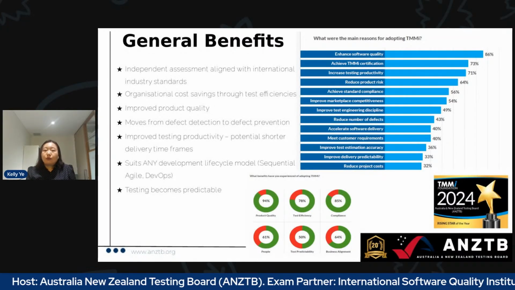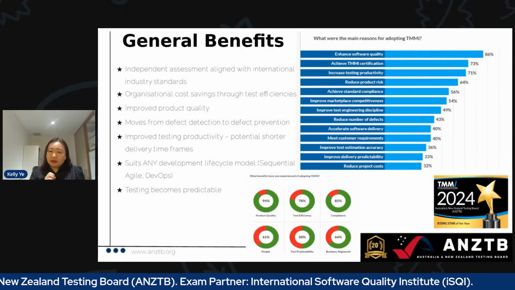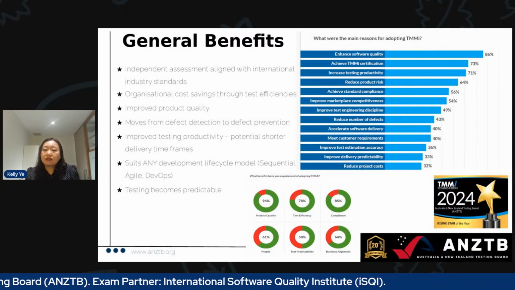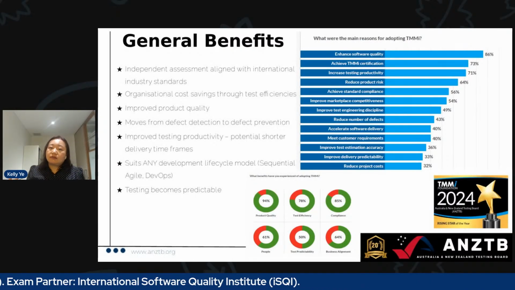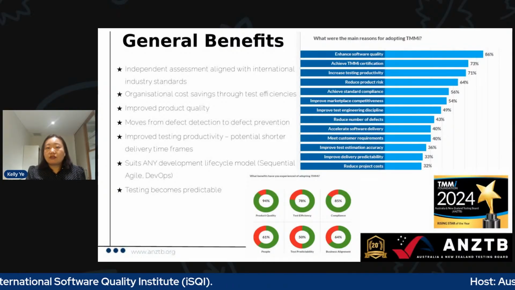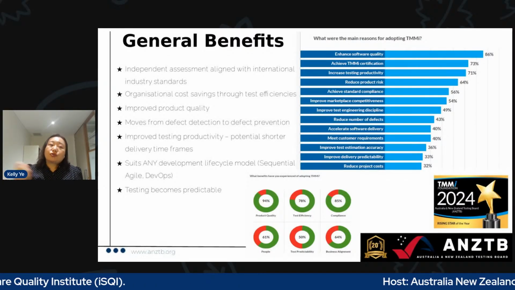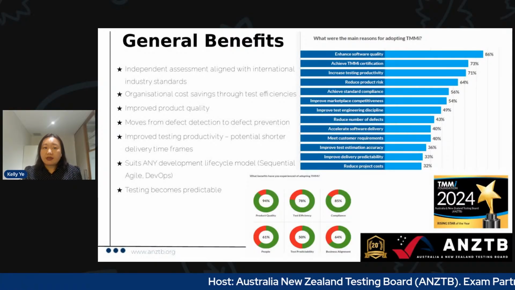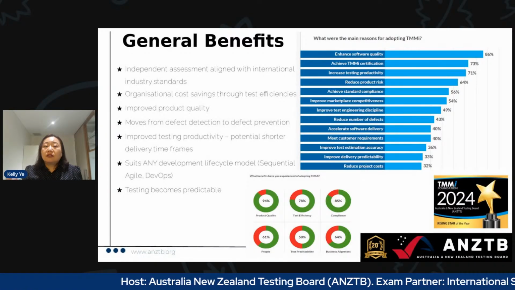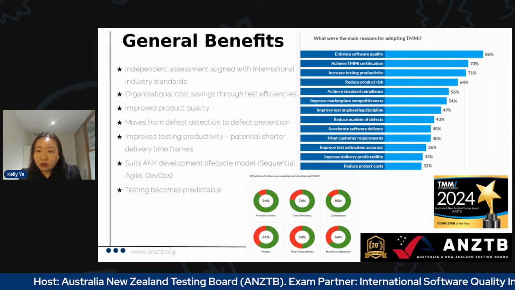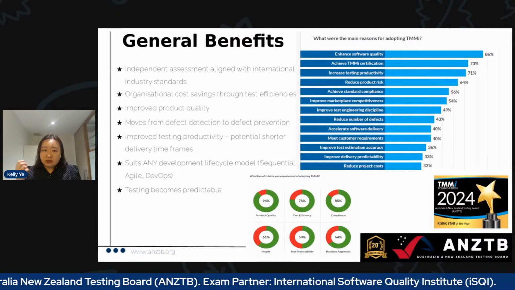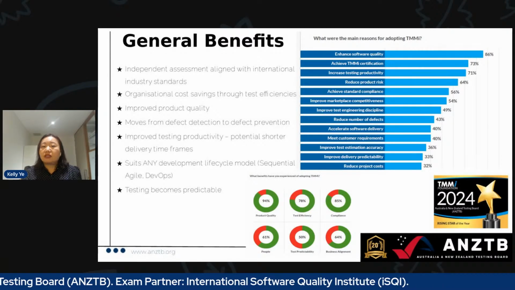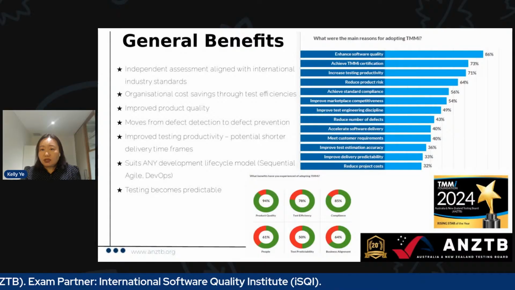Overall, we call these the general benefits when you adopt TMMi. This is not from the TMMi Foundation. Of course, this is from the survey. TMMi has two worldwide surveys, which tell us why the certified organizations really want to adopt TMMi. So you can see the wording and the chart.